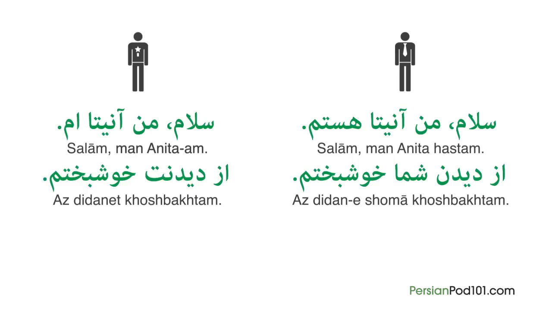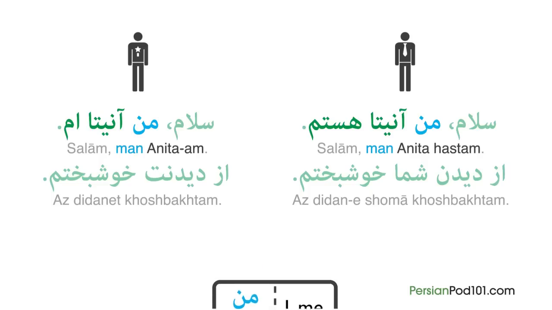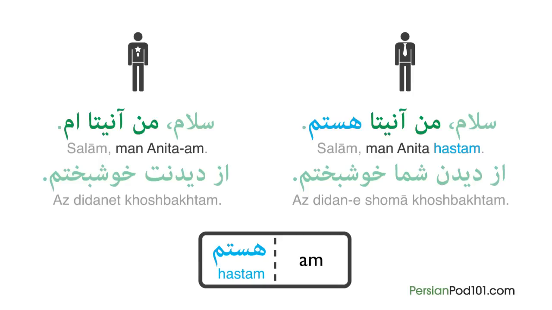So, what has changed from the informal introduction? Let's take a closer look. The informal man Anita am has turned into man Anita hastam. In both cases, man stands for I or me. Hastam means am, and it's added to the end of the formal introduction instead of just am. Am is actually just the short version of hastam, which is the to be verb conjugated for the first person.